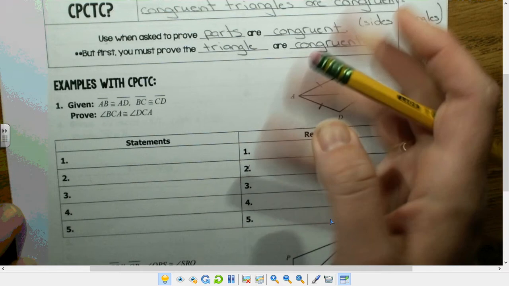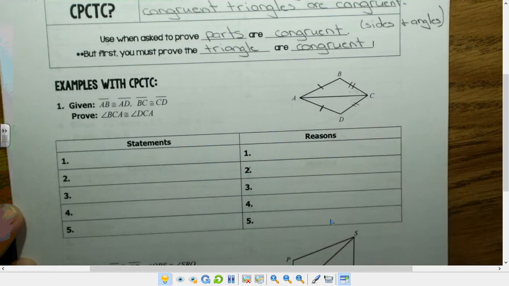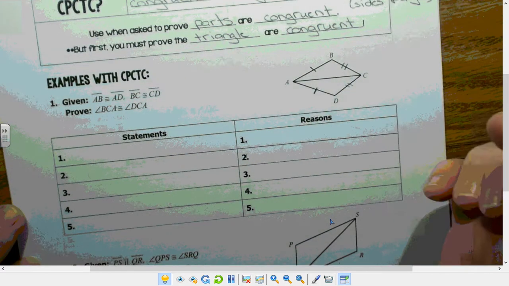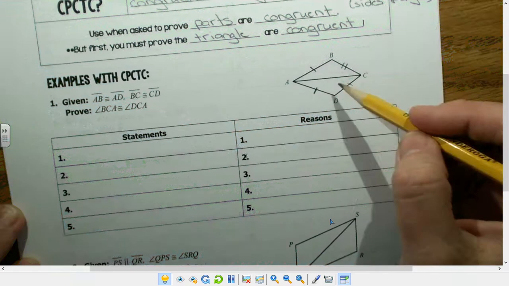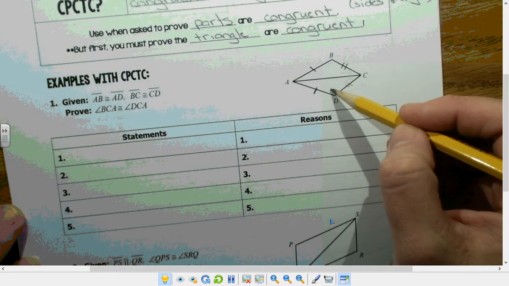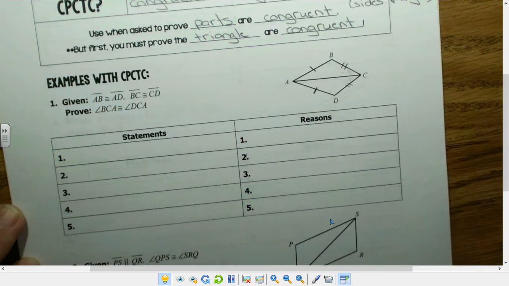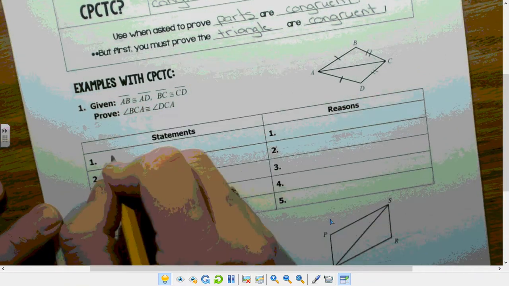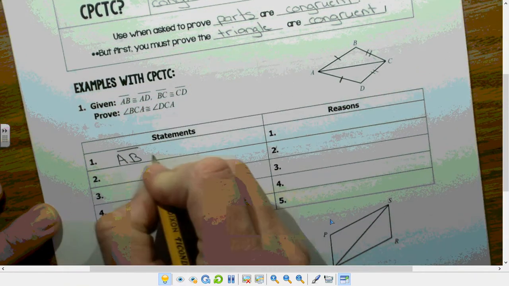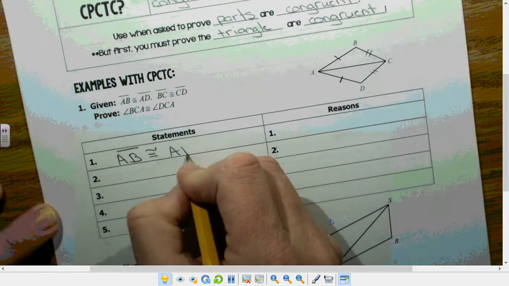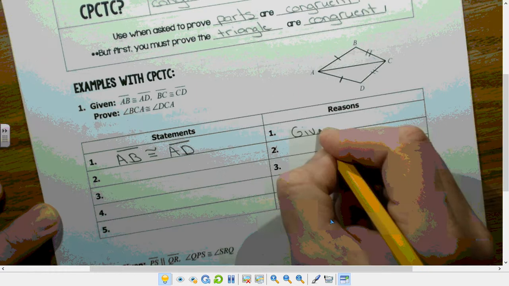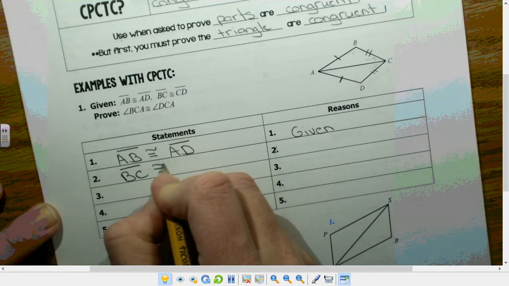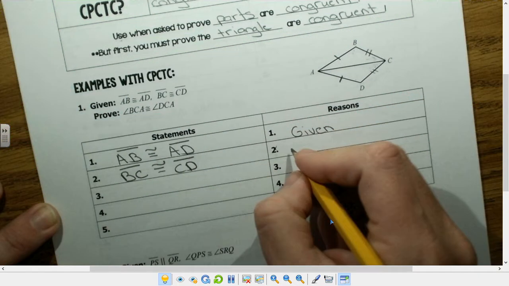Already I can see that I have two corresponding sides of triangles congruent to each other. So what I'm going to use is congruent parts of congruent triangles are congruent. If I can prove that these two triangles are congruent to each other, then I can prove these two corresponding angles are congruent to each other. So let's work through the proof together. I'm going to start with my statements here. I know AB is congruent to AD, and that's a given. I know BC is congruent to CD, and that's also a given.